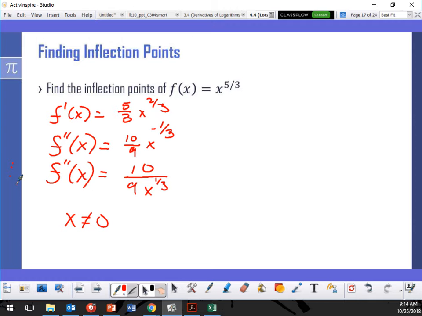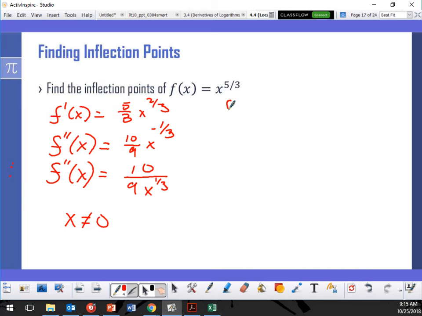All right, so where it's not going to be defined, right? So, x is not going to be defined at 0. All right, so because of that, I could actually test that one. So I'm going to test to see if that's going to be an inflection point. So, second derivative test. That means I'm going to plug in a number to the left of this and to the right of this. Yes?